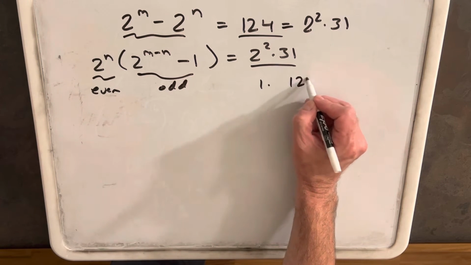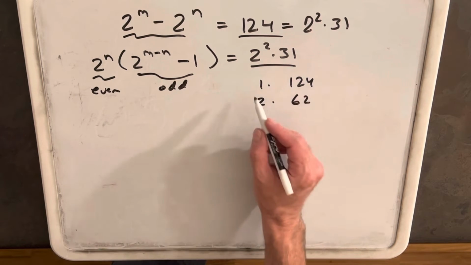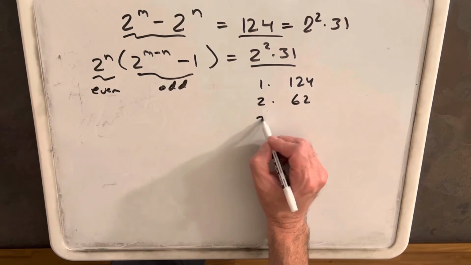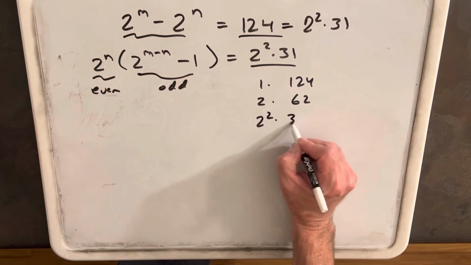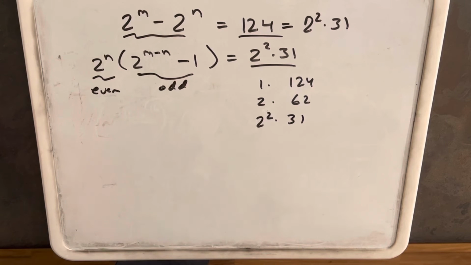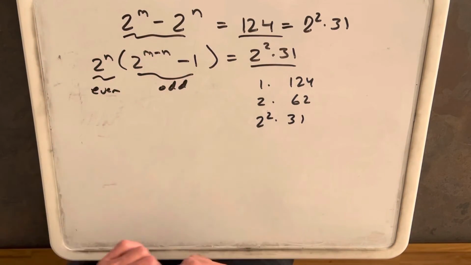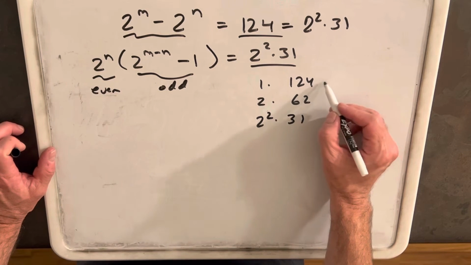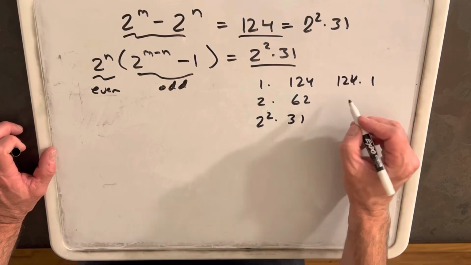It could be 1 times 124. It could be 2 times 62. I guess it couldn't be that many things, right? Because we have a pretty small factorization here. What else? I think that's it. Obviously you could order them differently, and that's important in this case because we get two very different expressions. So we'll get the opposite of each of these.